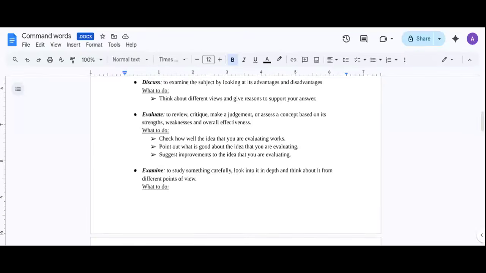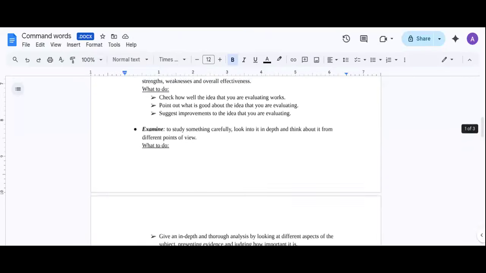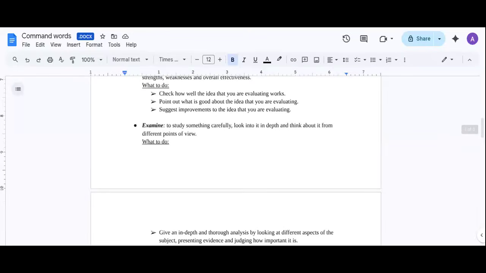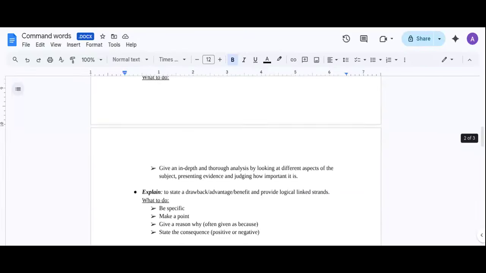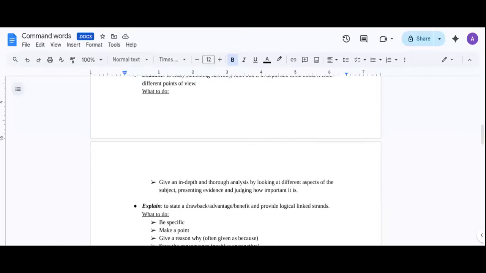And then the last one, examine. Oh, this is probably not the last one. No, that is not the last one. Sorry. Examine: to study something carefully, look into it in depth, and think about it from different points of view. What they want you to do is give an in-depth and thorough analysis by looking at different aspects of the subject, presenting evidence and judging how important it is. So that's how you examine.